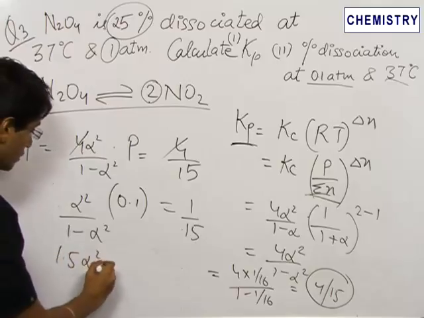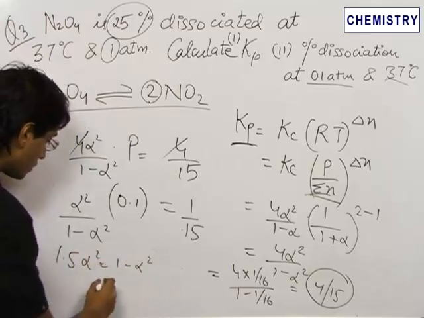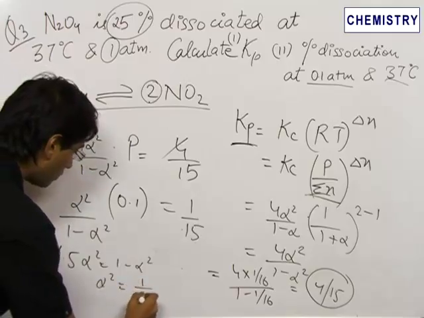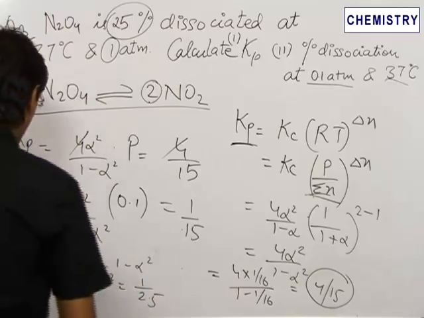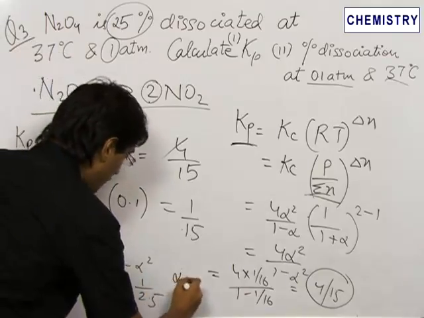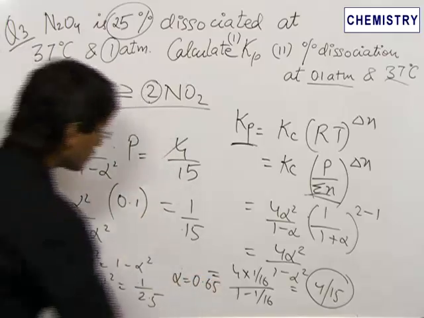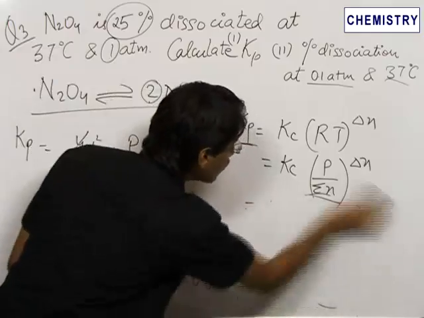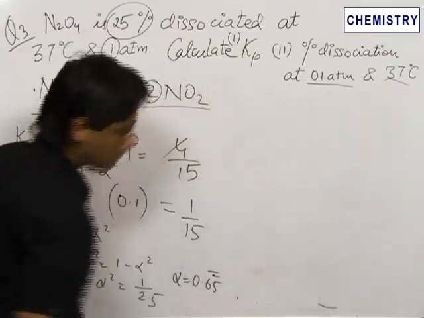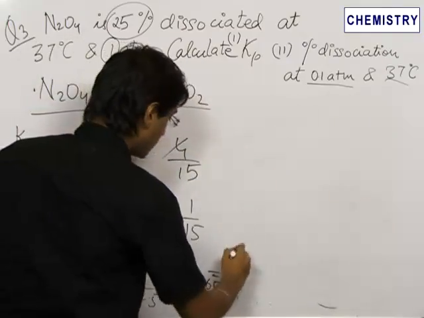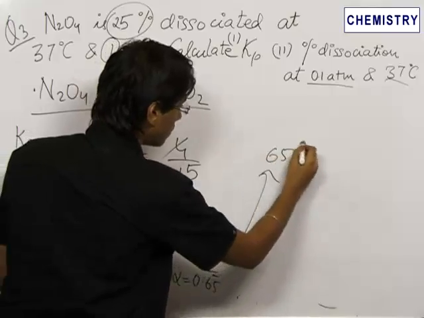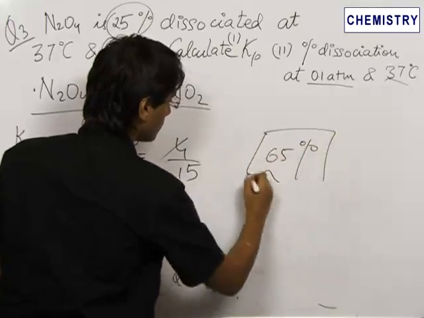1.5 alpha square is equal to 1 minus alpha square. So alpha square is equal to 1 upon 2.5, which gives the value of alpha to be equal to 0.65. That is the percentage dissociation of N2O4 into NO2 at 0.1 atmospheric pressure is equal to 65%.